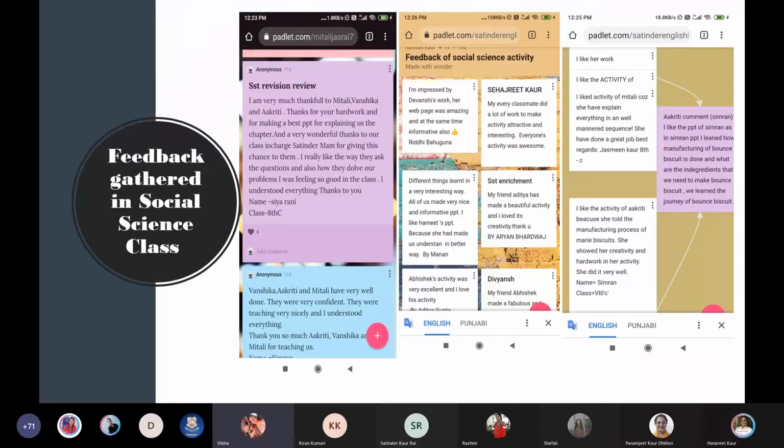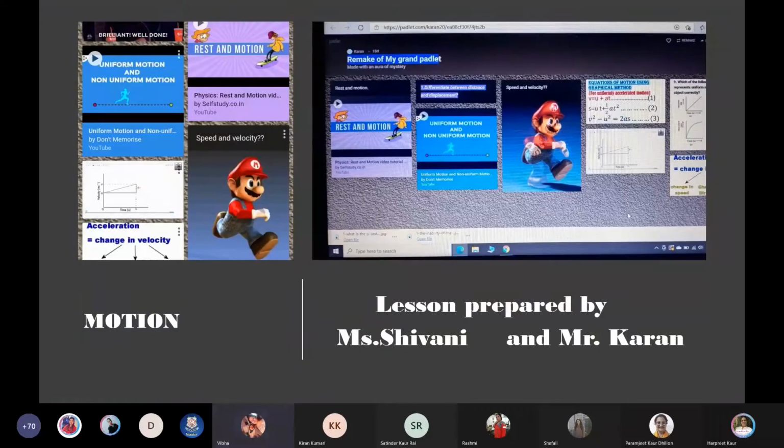And I would like to read one of the reviews given by Sahajpreet Kaur. She has written that my every classmate did a lot of hard work to make the activity interactive and interesting. Everyone's activity was awesome. She has written this after reviewing all the activities done by their friends.